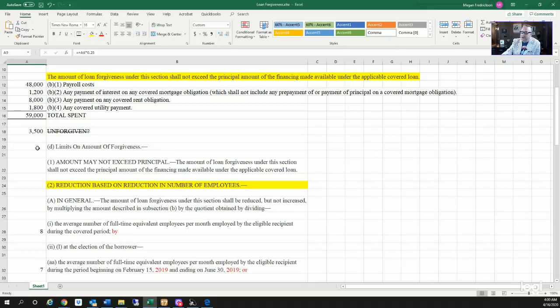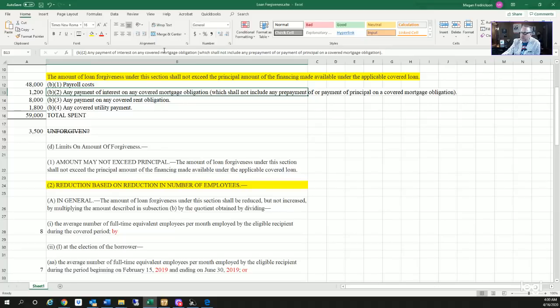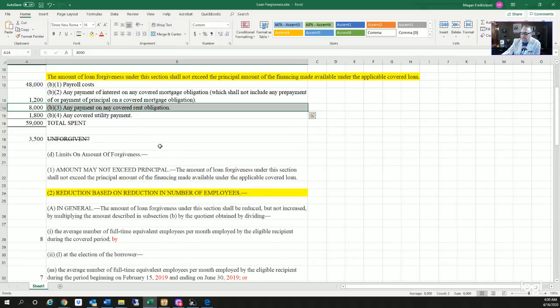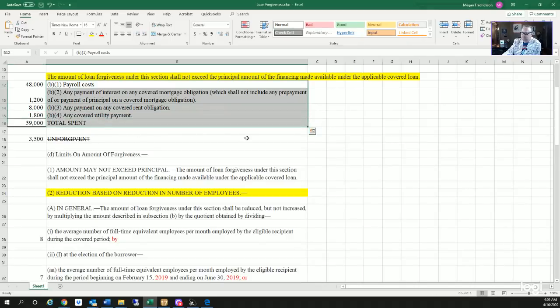So let's come down here, and here's the actual that was spent. What was spent was $48,000 on payroll, $1,200 on interest, $8,000 on rent, and $1,800 on utilities. This is all 8 weeks. It's just 8 weeks of payroll, and just 8 weeks of rent and utilities. So they spent 59 grand.